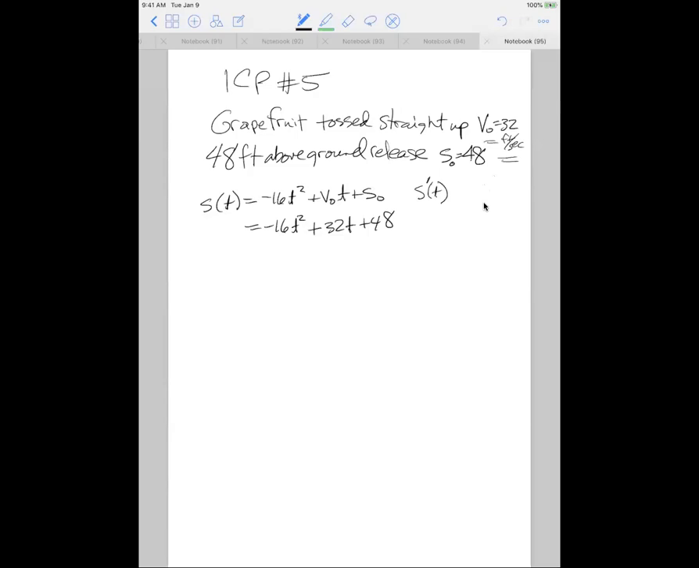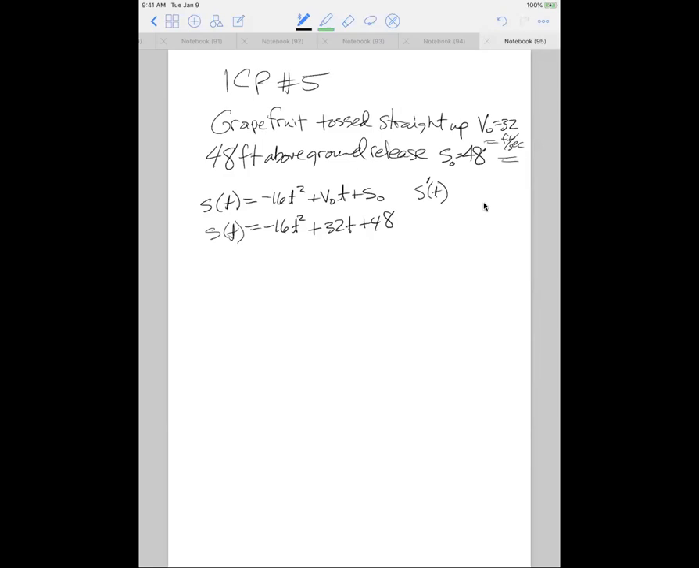The s sub 0, the distance formula, how high it is above the ground: s sub 0 at t equals 0, the height, was 48. The initial velocity at t equals 0 was 32. I gave you this formula that s of t, the height function, is equal to negative 16t squared plus v sub 0 t plus s of 0, which came out to be s of t equals negative 16t squared plus 32t plus 48. And then we took derivatives, et cetera.